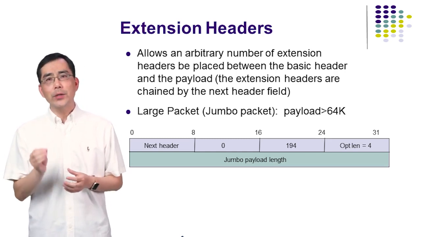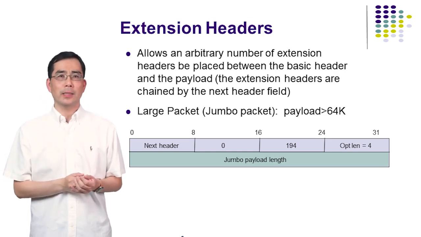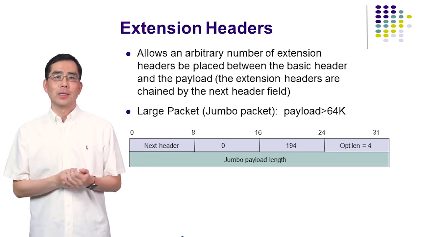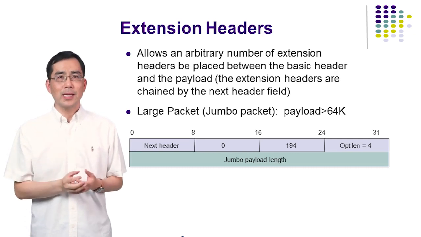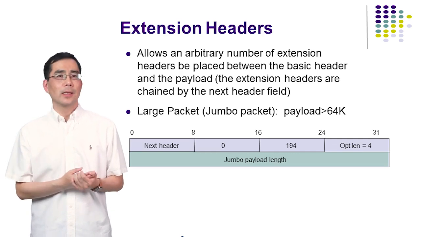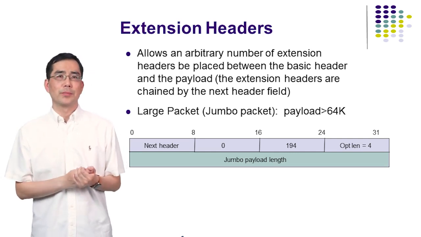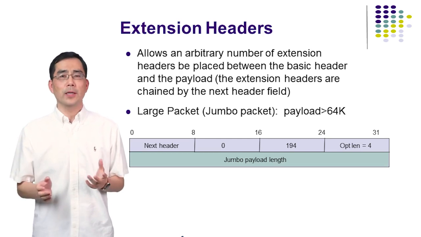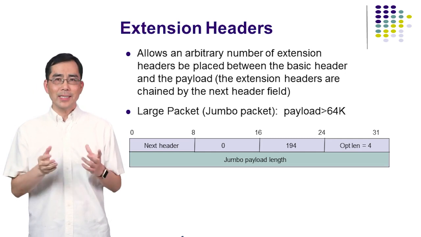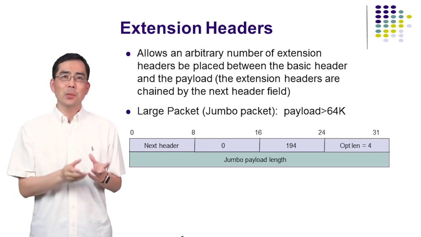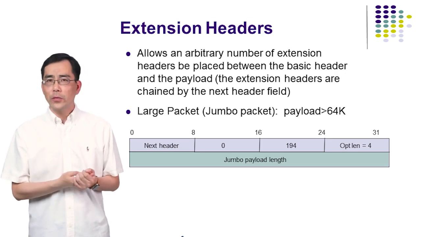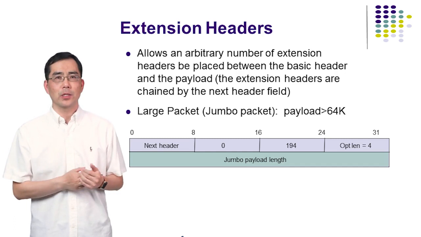IPv6 allows a payload size of more than 64K bytes, called a jumbo packet, by using an extension header. The use of larger payload size is promoted by high-speed networks, by big data applications, and by supercomputing applications. The figure shows the format of the extension header for a packet with a jumbo payload. The next header field identifies the type of header immediately following this header. The value 194 defines the jumbo payload option.